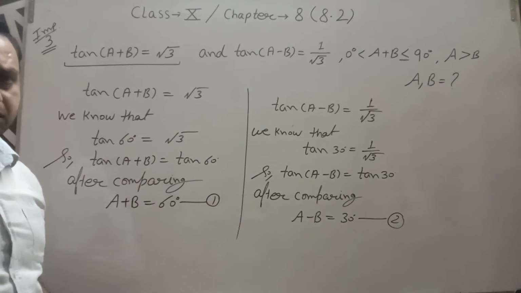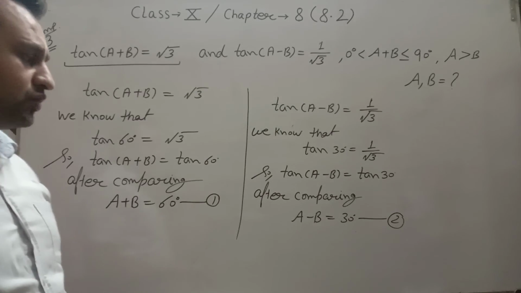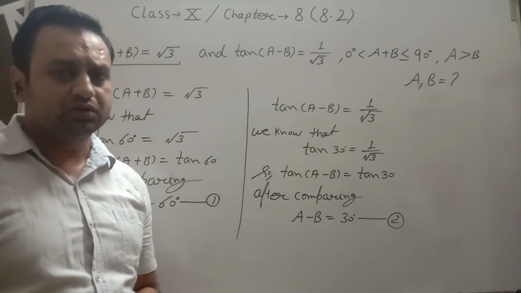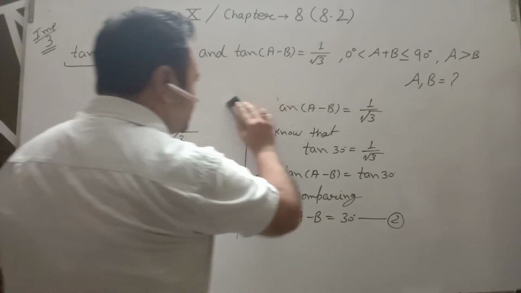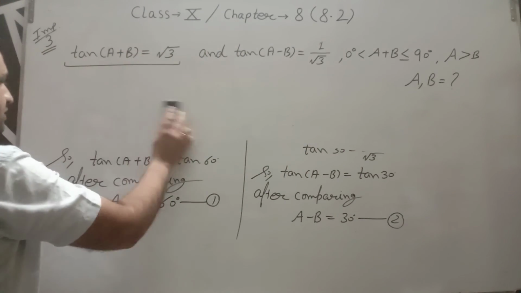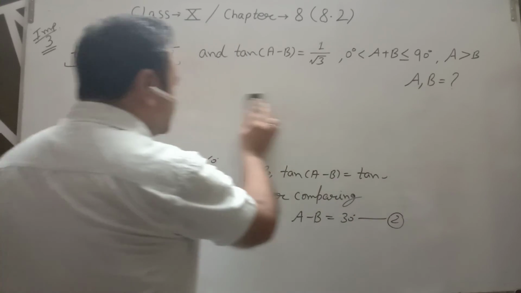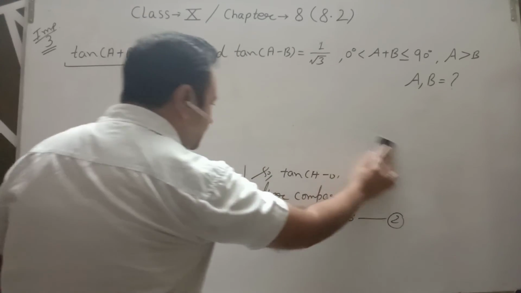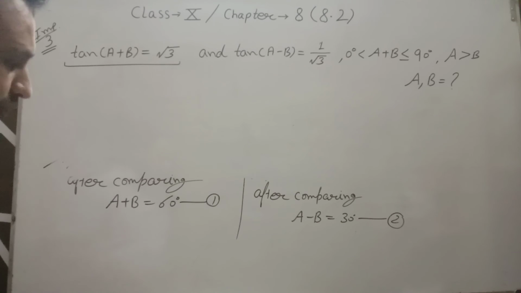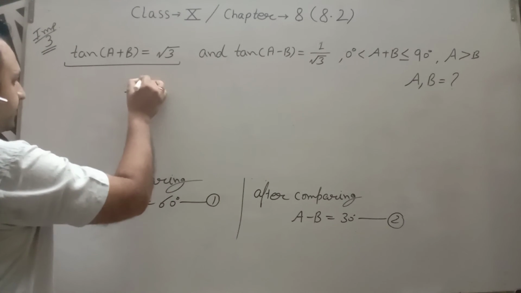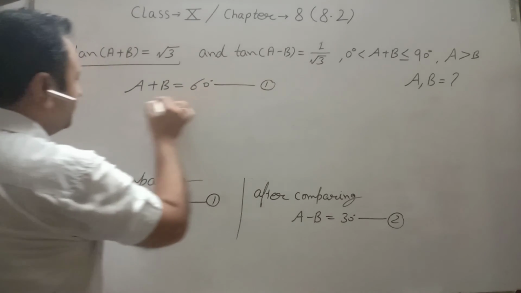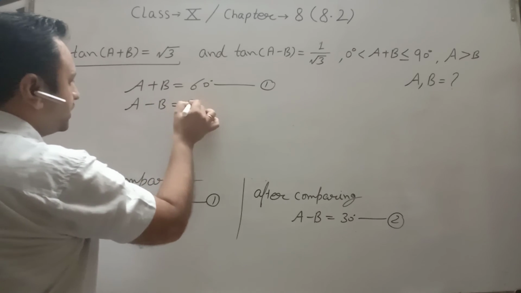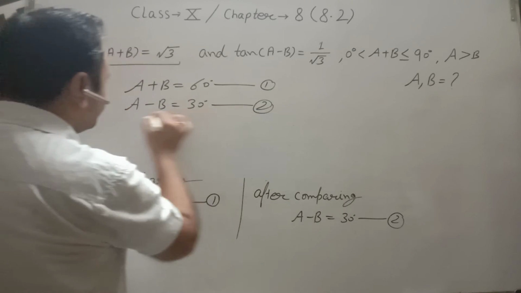Now in chapter number 3 we solved pairs of linear equations in two variables, in which we use the elimination method, substitution method and cross multiplication method. But this year the cross multiplication method is deleted, so we use the elimination method to solve these equations. a plus b equal to 60 degree, it is equation number 1. a minus b equal to 30 degree, it is equation number 2.